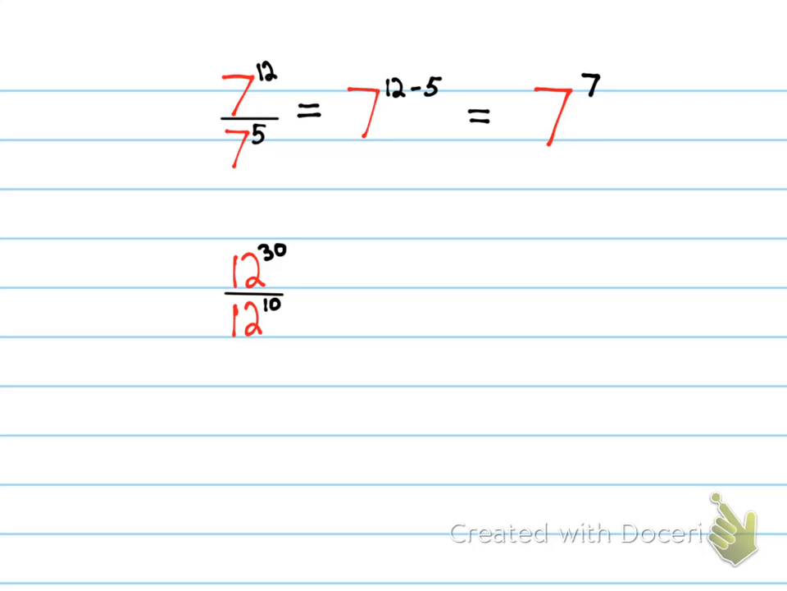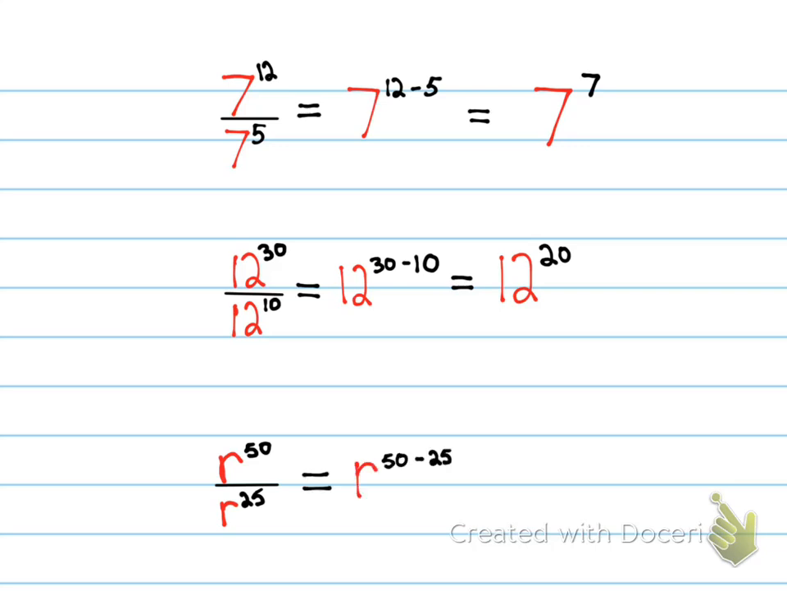So if I had 12 to the 30th, you're probably not going to want to draw that out the long way. So it's good that we know our shortcut, but you should also know that you can do that. But we're going to use our shortcut here. We're going to do 30 minus 10, and that gives me 12 to the 20th power. Huge number. Okay, we could do the same thing with a variable, r to the 50th divided by r to the 25th. I'm going to do 50 minus 25, which will give me r to the 25th.